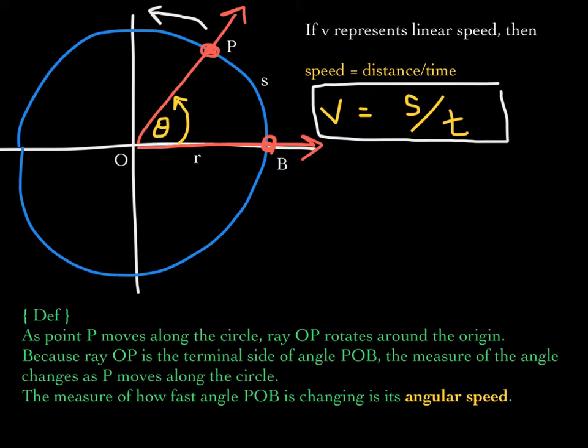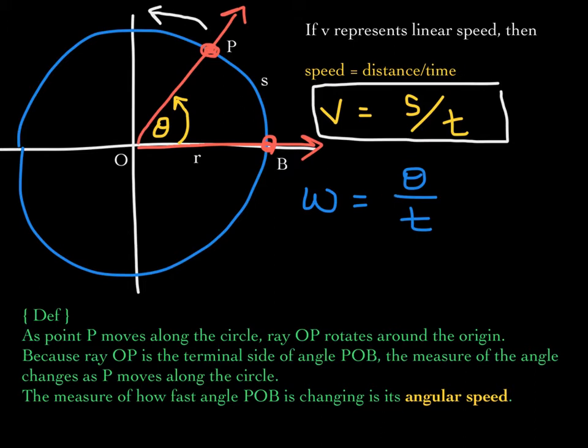Okay, remember, linear speed is the speed at which point P is moving. Angular speed is how fast the angle POB is changing. Here's our formula for angular speed. Now, this is the Greek letter omega. Omega is equal to theta divided by t. Now, remember here, theta is in radians. Here, theta is the measure of angle POB at time t, at whatever time we're considering. Again, remember that theta is in radians, okay?